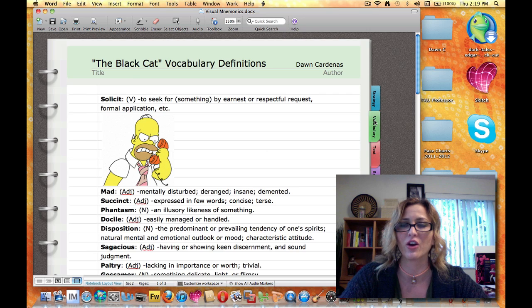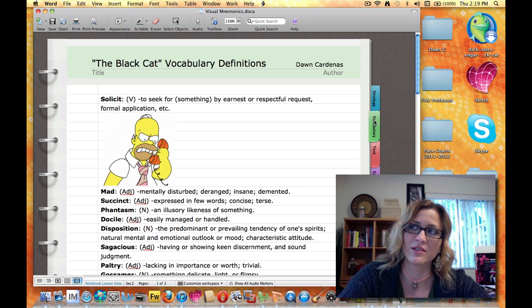Okay, so we're going to look at some vocabulary words today from a story called The Black Cat by Edgar Allan Poe. How many of you have read Poe before? Think about it, Edgar Allan Poe. We've got a million stories at every level. I think they even start in middle school with Poe stories. Am I right?